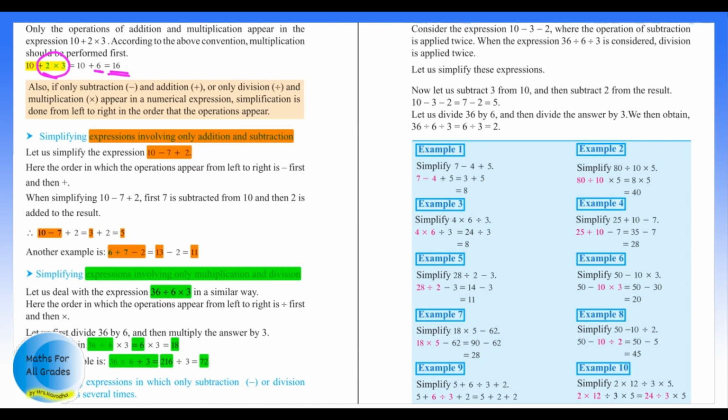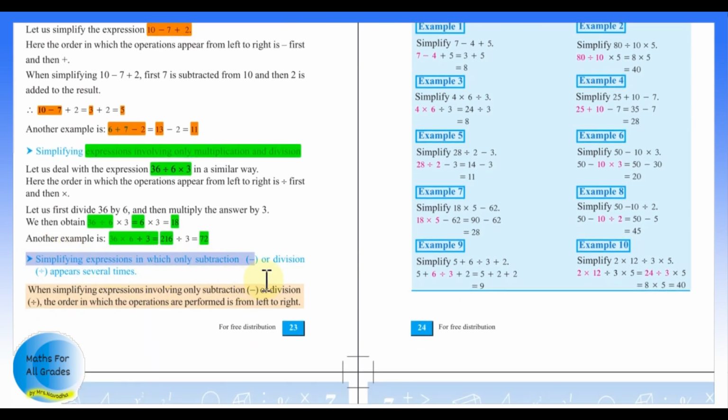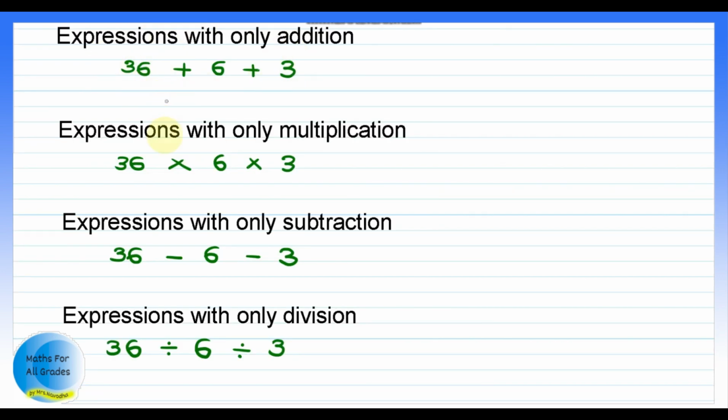Okay, now look at this topic. Simplifying expressions in which only subtraction or division appears several times. Earlier we discussed how to solve expressions that contain only addition and multiplication. Let me remind you again. As you can see, I've used the same whole numbers 36, 6 and 3 for all these topics. Now for these types of expressions, the key thing to remember is that there is no specific rule about where you have to start first.